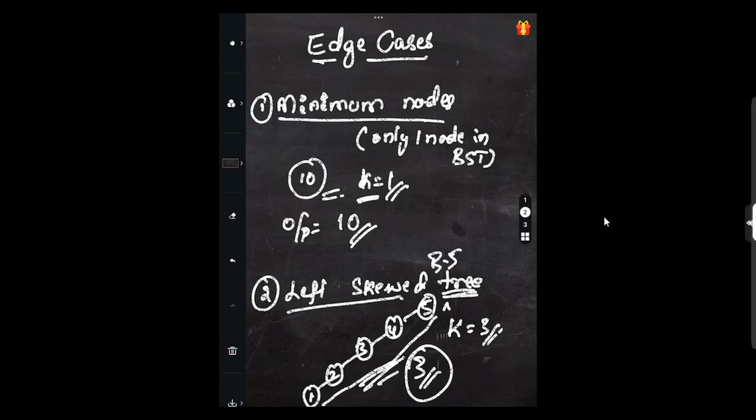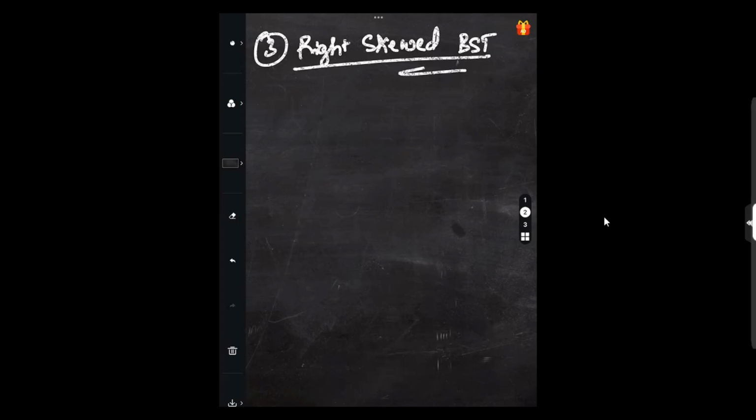Binary search tree, left skewed binary search tree, right skewed binary search tree. I'll just give here in this case 1, 2, 3, 4 and 5. This is fine. This is nothing but a right skewed binary search tree. Only right nodes we are considering.